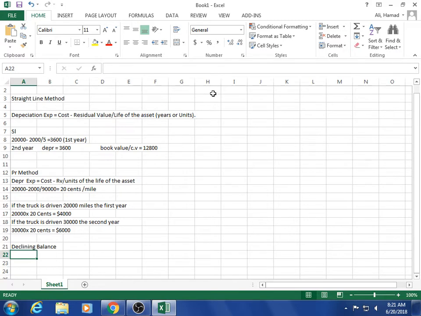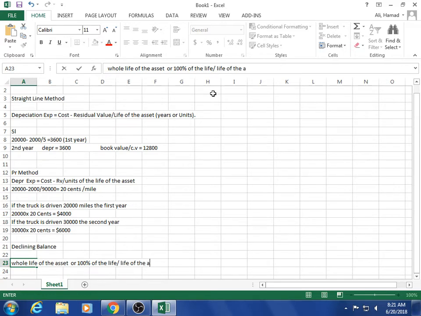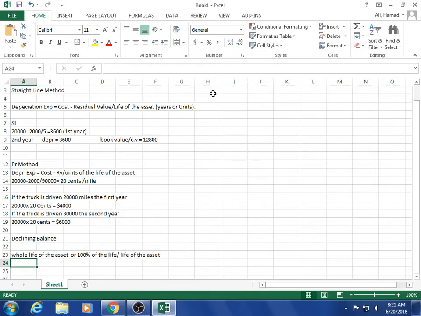Okay, you take the whole life of the asset, which is 100%, correct? And you divide it by the life of the asset. In this case, we're going to say the 100% of the life of the asset, or 1. 100% or 1 is the same, correct? 100% is 100 over 100 equal 1.